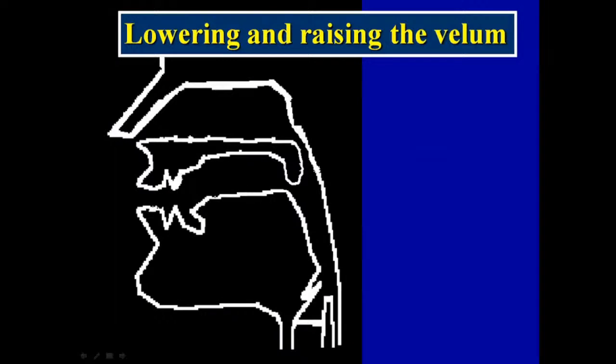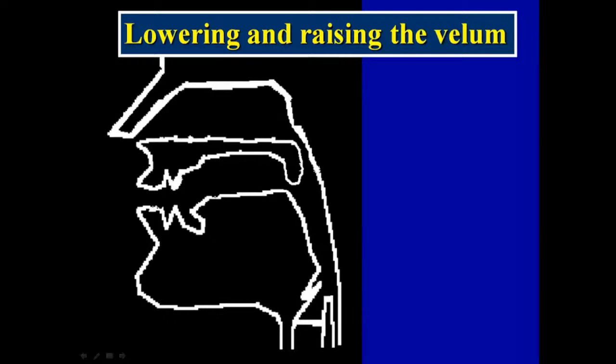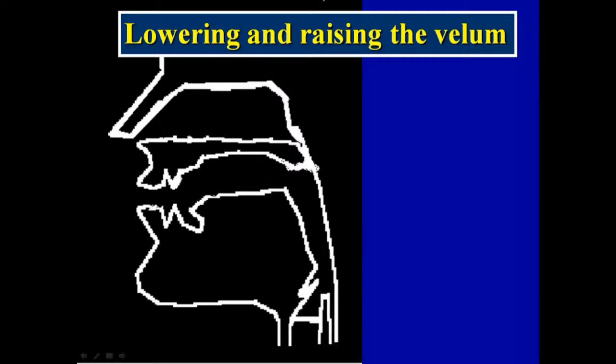Now let's talk about lowering and raising the velum together with the uvula, of course, that follows it. Okay. So here, it can be raised or lowered. When it is raised, the only passage which is left free for the air is the mouth, the oral cavity. But when it is lowered, the air can escape through both cavities, the oral cavity and the nasal cavity.